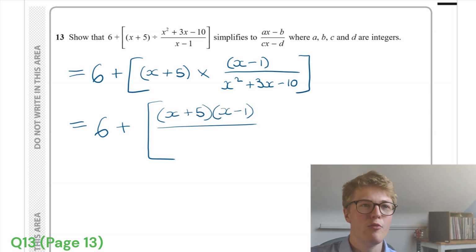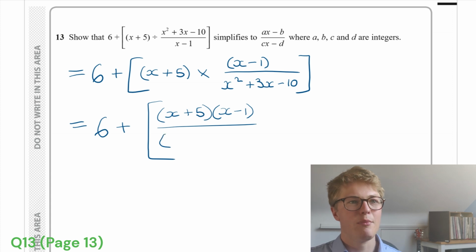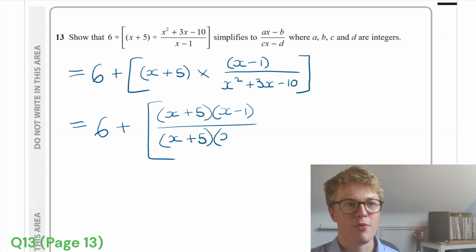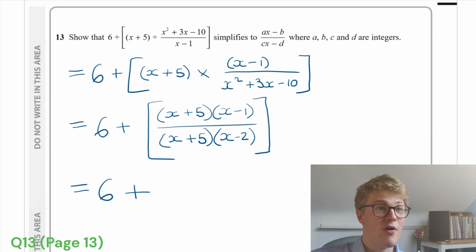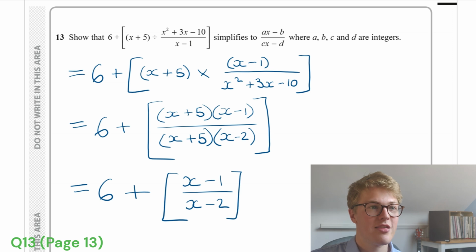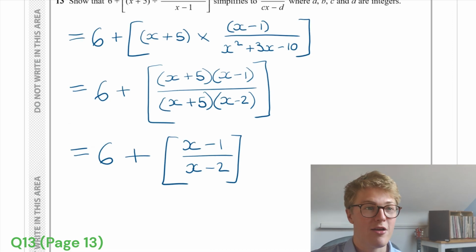Now that we have that, we can put it all together and we end up with x plus 5 times x minus 1 over x plus 5 times x minus 2. Now we can simplify by taking away the x plus 5 terms because they're common to the numerator and the denominator. That leaves us with x minus 1 over x minus 2.